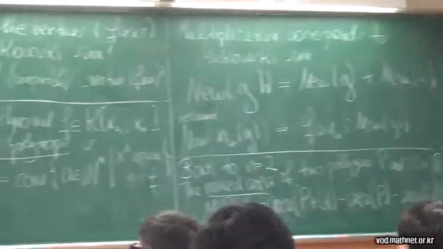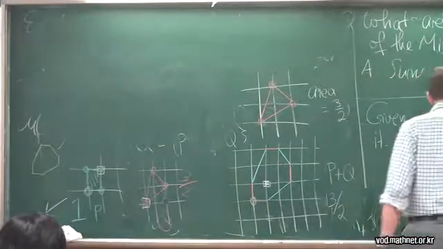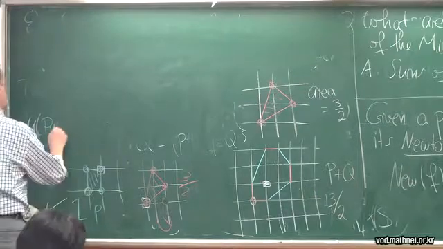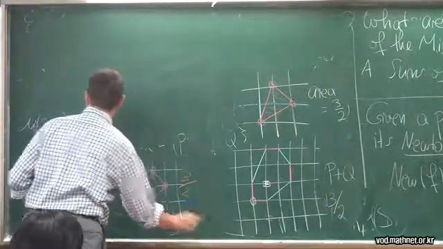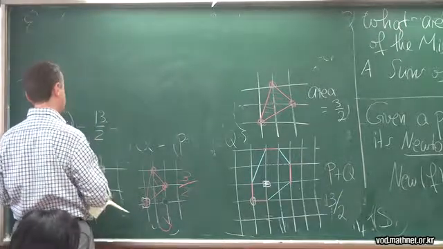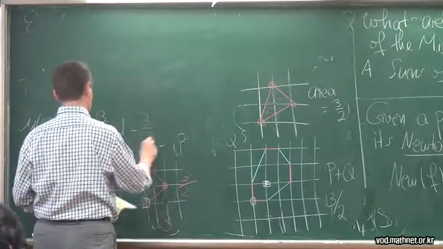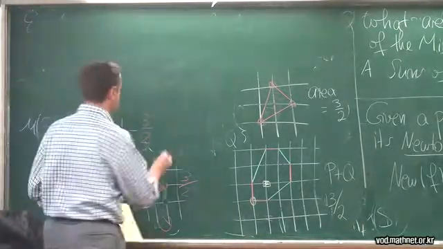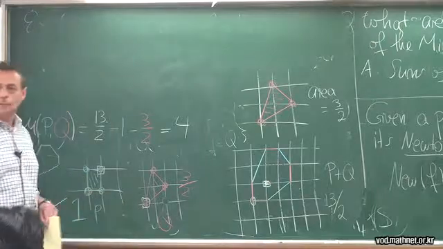So for example, in this example, the mixed area of P and Q is the area of the sum, 13 over 2, minus the sum of the areas, so minus 1 minus 3 over 2. And that turns out to be 4. So the mixed area of this square and this triangle is 4, a positive integer.